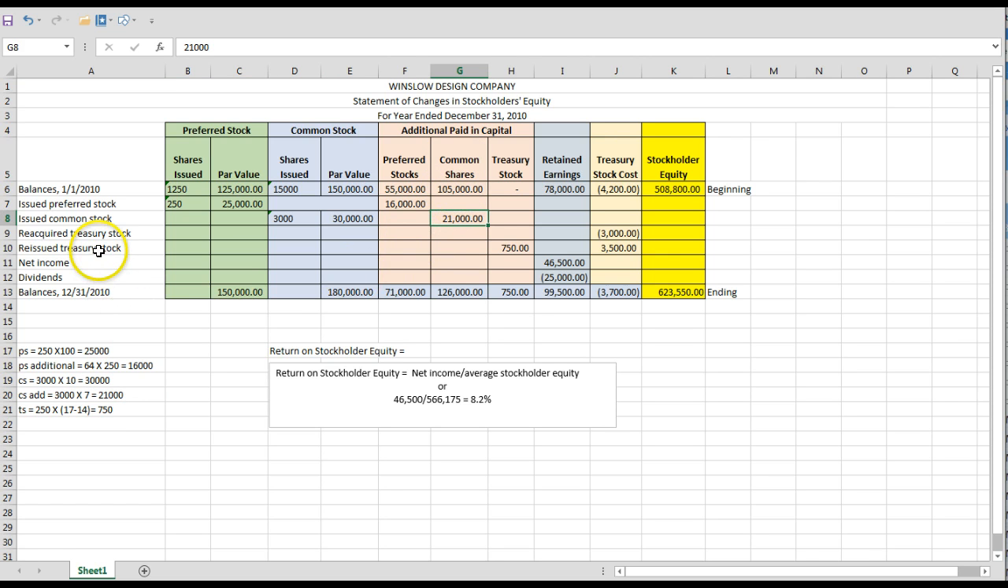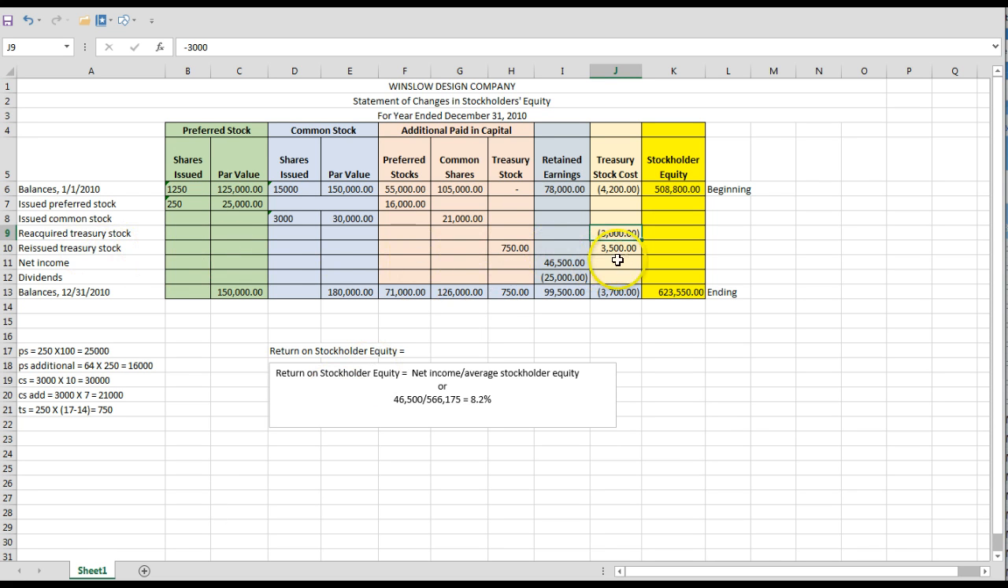The next thing they did was reacquire some stock, and that stock cost, let me see what we got here, 200 shares at $15 a share, so that becomes a deduction. So that's 200 times 15, and that's $3,000.